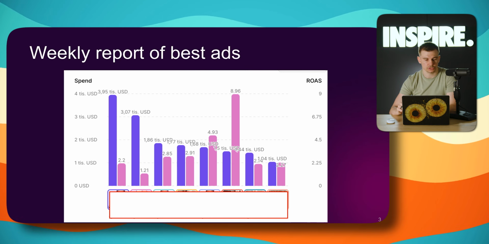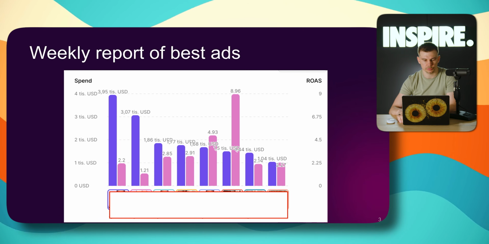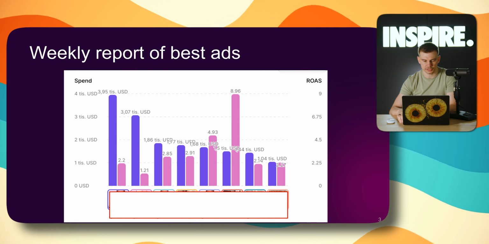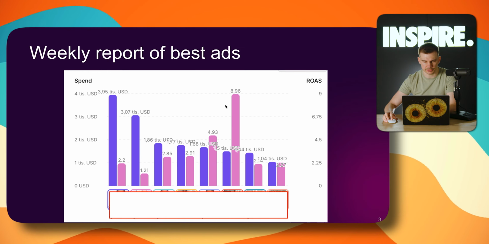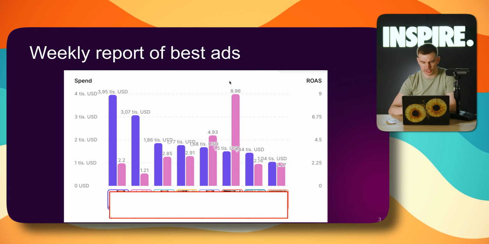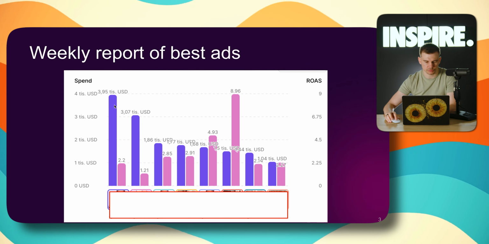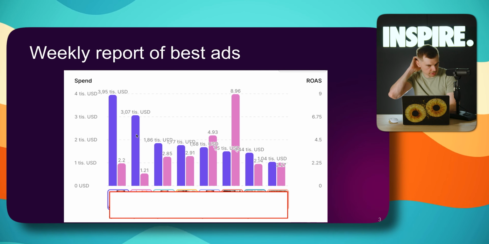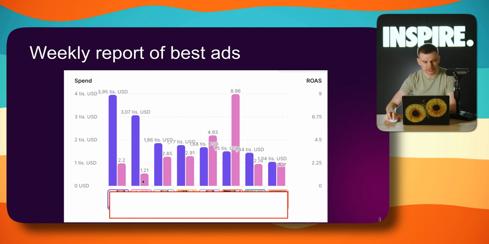How does this actually look? The first report is the report of the best ads. So you can see different ads and their ROAS. In this case, this is something that's running on retargeting, so probably it's not really correct, but you can see here this one spent the most, this one spent decently, but it doesn't have a good ROAS.